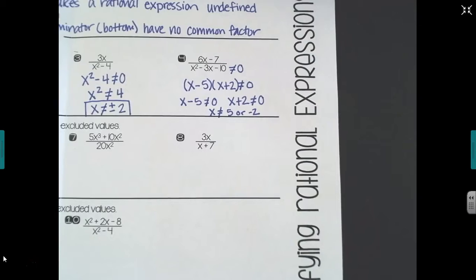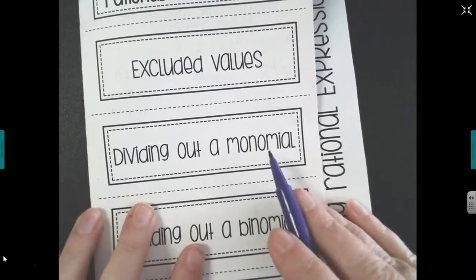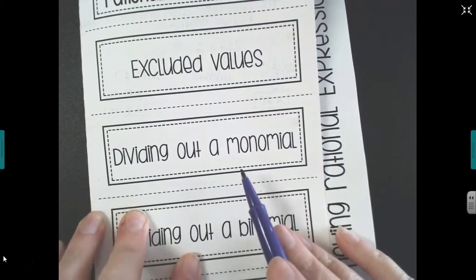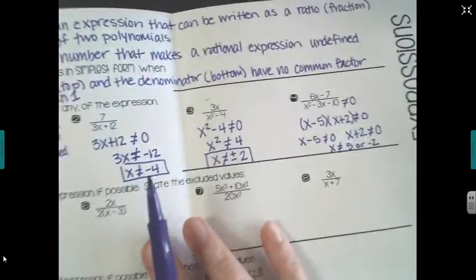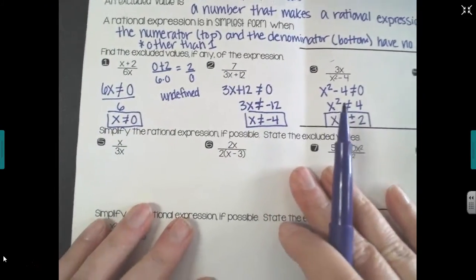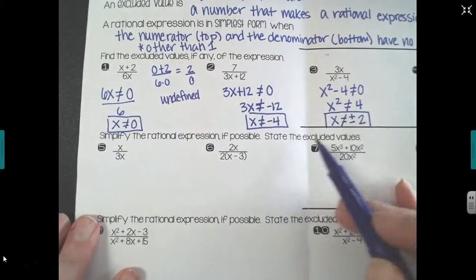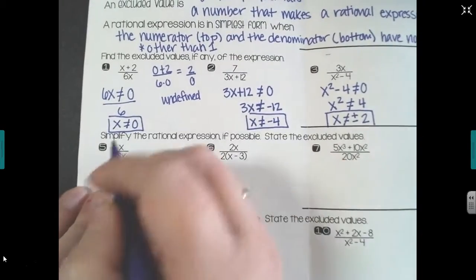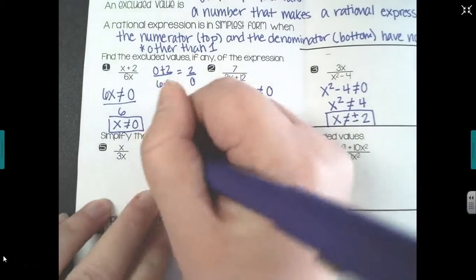Okay, so now let's take a look at the next set of examples, talking about dividing out a monomial. We've been doing that for quite a while now. Dividing out a monomial, that's just another way of saying factoring out the greatest common factor. So if we take a look here, number 5. Oh, and it also says to state the excluded values. So first we're going to take a look at that denominator.